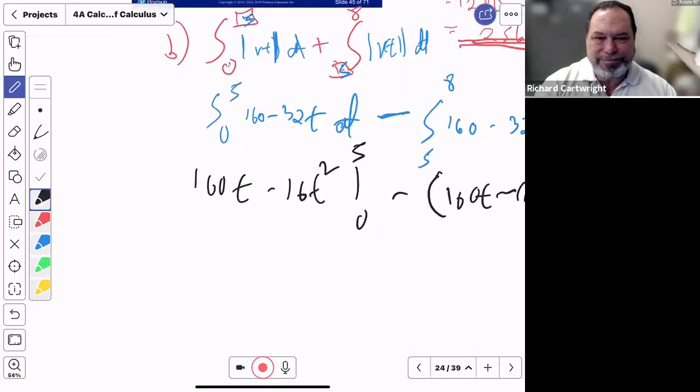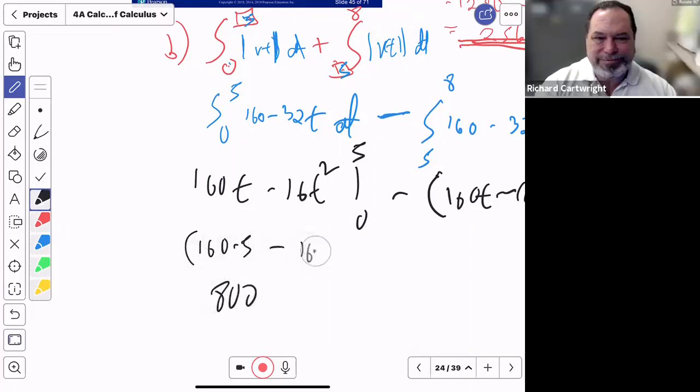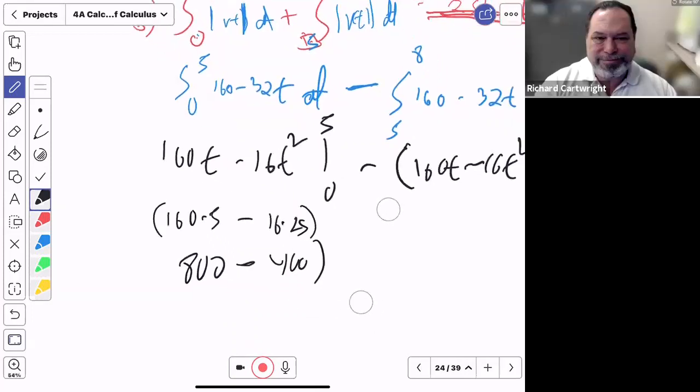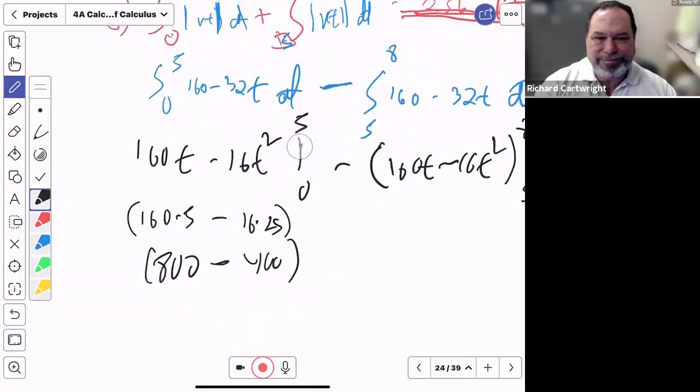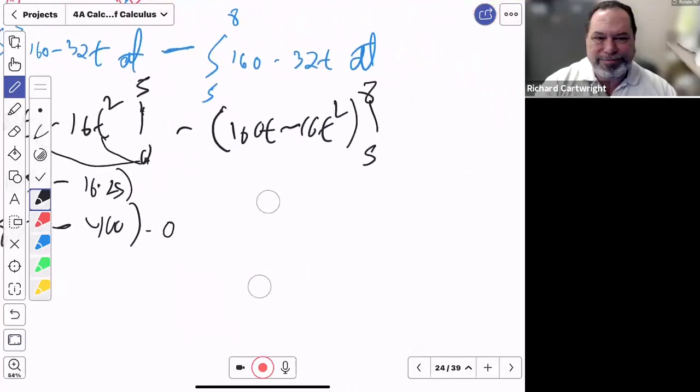I already showed you the other day how you could integrate with a calculator. It's kind of nicer. 160 times 5, somebody. 800. Okay. 800 minus 16 times 25. Why is nobody helping Hector? 400. 400? Yes. Okay, so that's plugging in the 5. Now I got to plug in the 0. What happens when I plug in 0 here and 0 here? It becomes a magical number. 0. Minus 0. Okay, I don't have to think that hard.